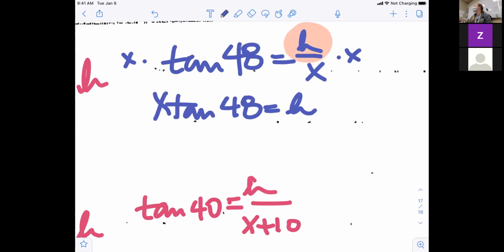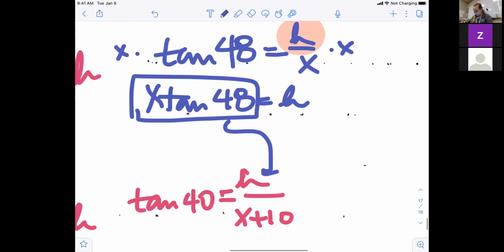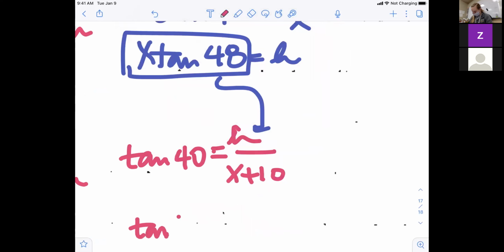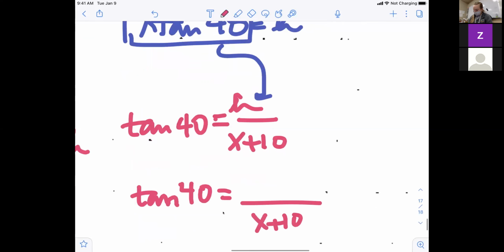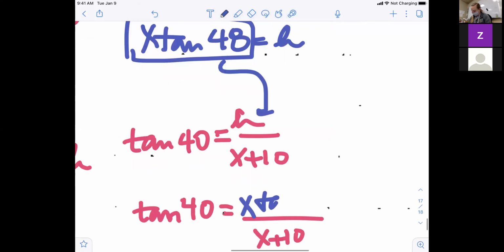Now I'm done. I got h all by itself. I'm going to replace h in the second equation with this x tangent of 48. So instead of writing h, I'm going to write everything else the same: tan of 40 equals something over x plus 10. But instead of writing h, I'm going to write my x tangent of 48. Any thoughts on that? We good?